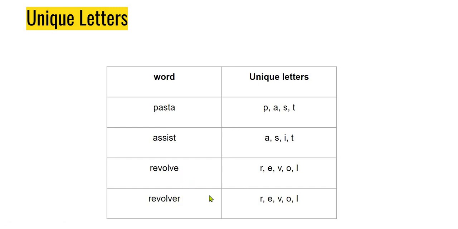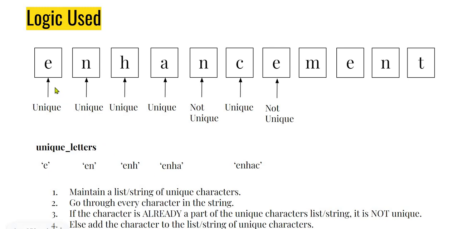So the question is, how can I determine how many unique letters there are, and what are those letters? Well, the logic is actually quite interesting. What we need to do is look at every letter of this word and compare it to a list of all the unique letters. A list or a string, both are going to behave very similarly here. So we start with unique letters as an empty string.